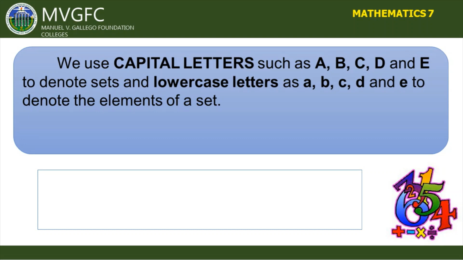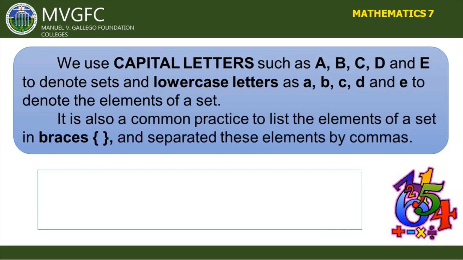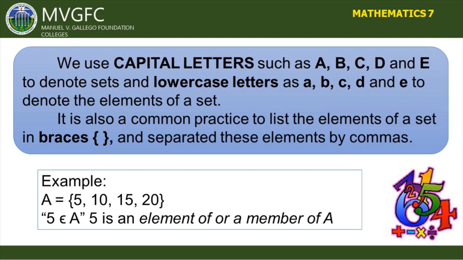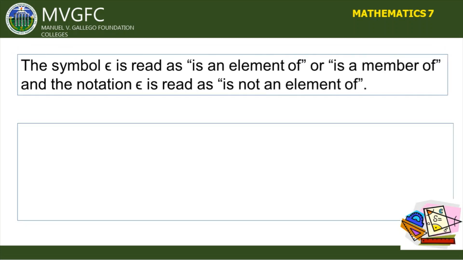And lowercase letters such as a, b, c, d, and e to denote the elements of a set. It is also common practice to list the elements of a set in braces. Okay? So, practice writing braces. And then, the elements are separated by commas. Again, for example, we have here A, or the set A is equal to {2, 4, 6, 8, 10}. So we can say now that 2 is an element or a member of A.